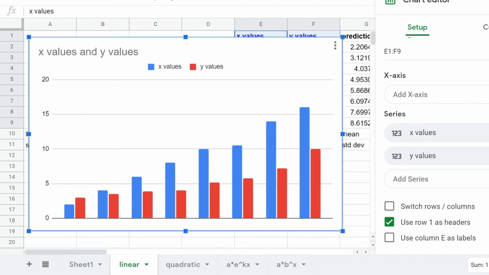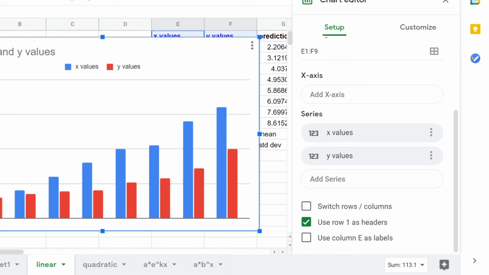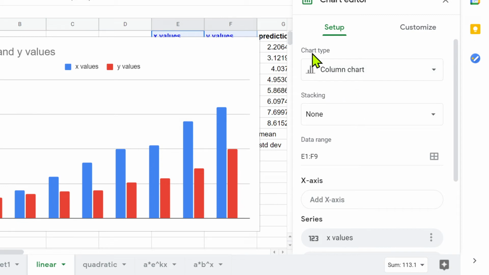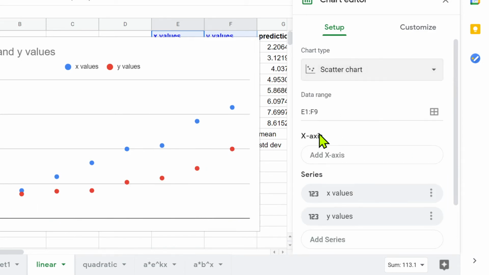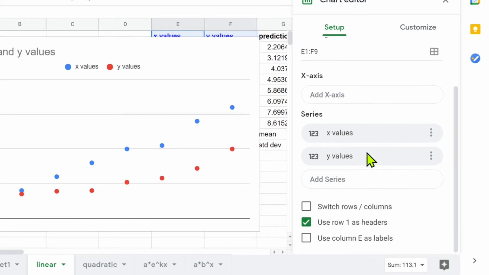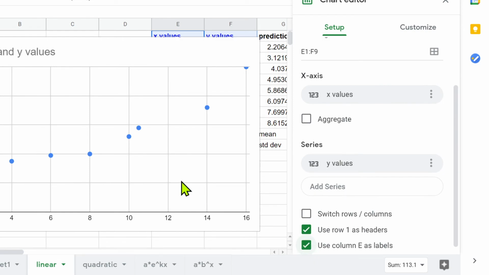So to fix that, we go over here and go to setup, and at the top it says chart type. We want to select scatter chart, and that's down here, scatter chart. Now one more thing you want to do is, you see how it's producing the X and Y values separately. We want to use the X values as the X axis. And so here, the key is to check this box, use column E as labels. And now it's produced a nice scatter plot where our X values are our X values and our Y values are our Y values plotted.